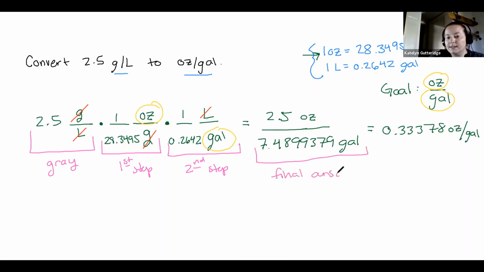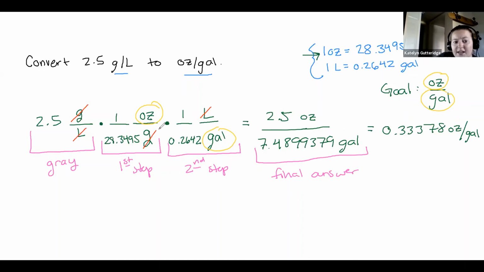When you are doing these, since it's a string of multiplication, it does not matter the order your steps go in. So if you did liters per gallon first and then ounces per gram second, you're still going to get out to the same answer. Okay, so they're given the stuff to me in the gray.